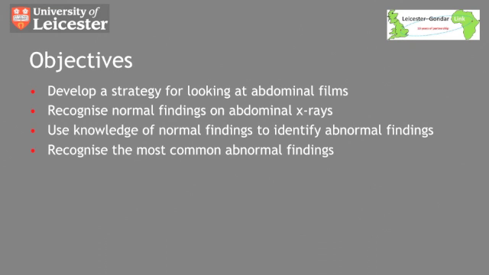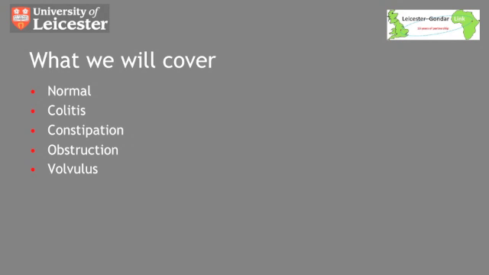We're going to develop a strategy for looking at abdominal films, learn to recognise normal findings and use this knowledge to identify abnormal findings and recognise some of the common abnormalities that are seen on abdominal x-rays. Once we've seen what a normal x-ray looks like, we'll look at the changes seen in colitis, constipation, bowel obstruction and volvulus.